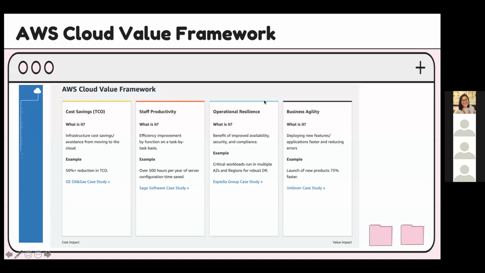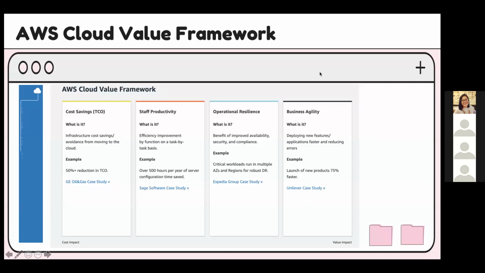Then for operational resilience, the benefit is improved availability, security, and compliance. So merong case study dito from Expedia Group. The example nito is the critical workloads run in multiple availability zones and regions for robust DR. And for business agility, it is deploying new features and applications faster and reducing errors. So it launched new products 75% faster, from the Unilever case study.